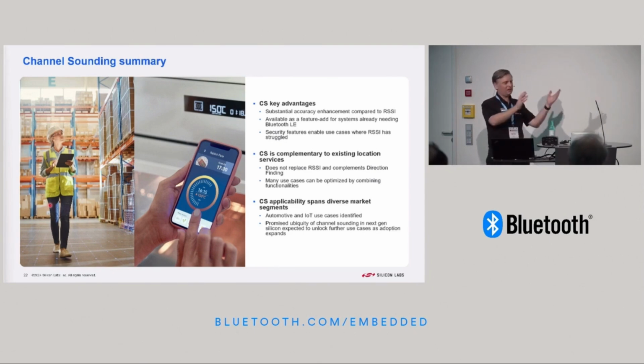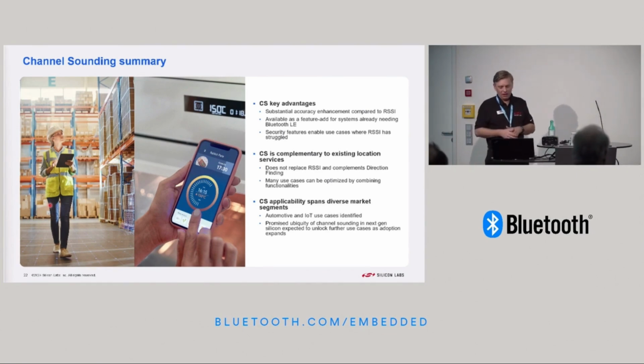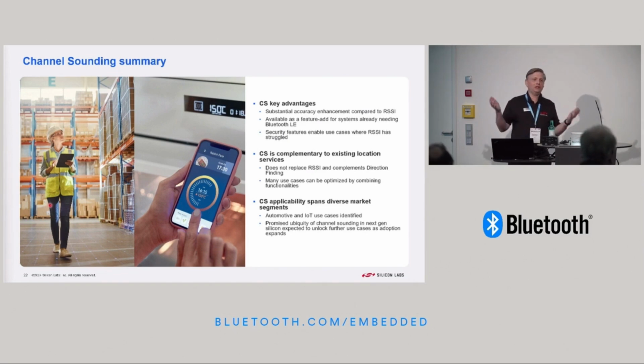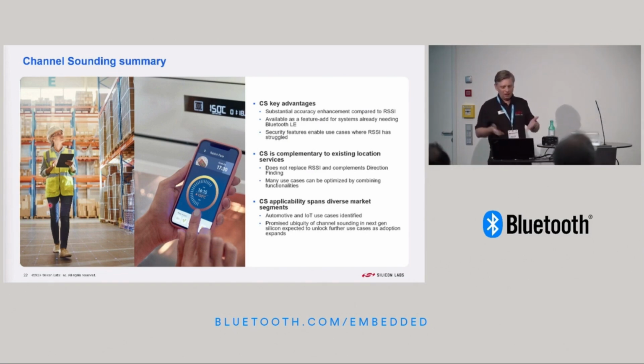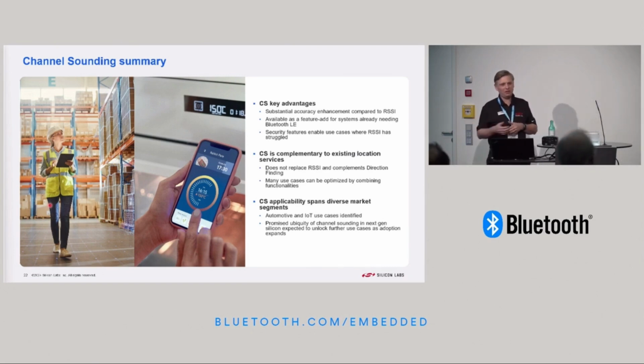Another key point here is that channel sounding is complementary to existing location services. Like I said, RSSI is ubiquitous and will remain so, and direction finding with angle of arrival, angle of departure is something that can be used in combination with channel sounding. Even other locationing solutions that are on the market today can work better together with channel sounding. And again, what we're seeing is that channel sounding spans an extremely wide variety of use cases. Like I mentioned, automotive and IoT use cases.